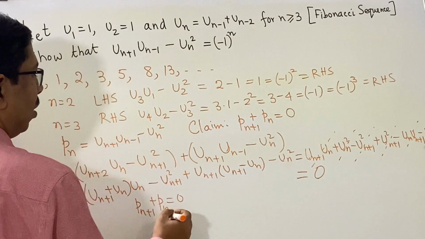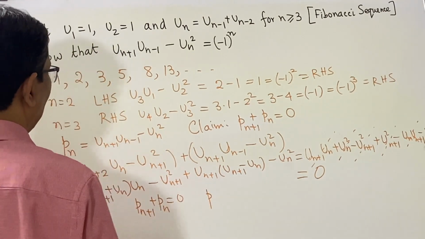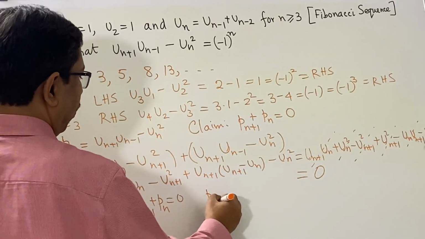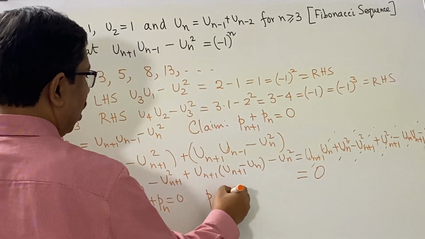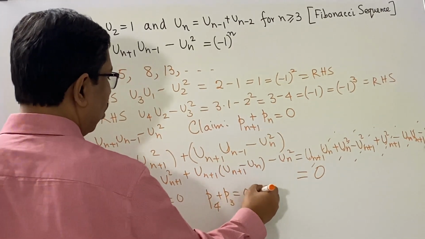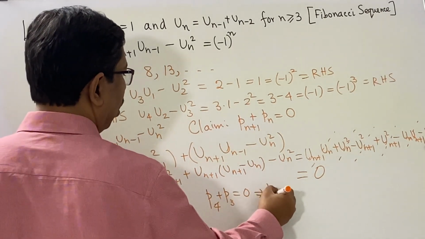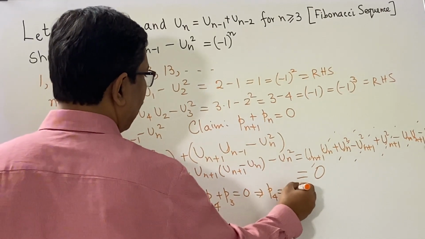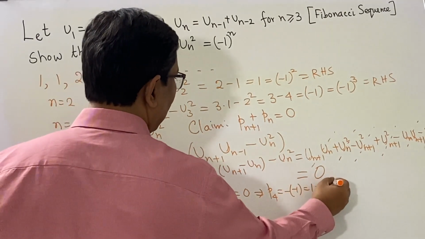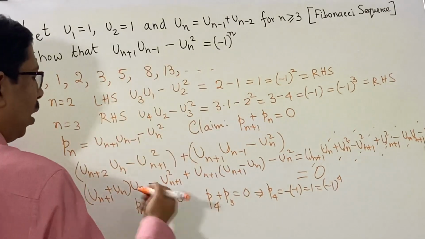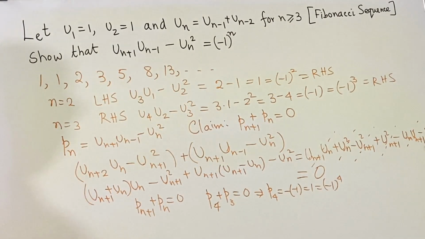So we know that P_3 is minus 1. So P_4 plus P_3 is equal to 0. So P_4 is minus of minus 1, so it is 1, which is (-1) to the power 4. Similarly, we can show for every n, P_n is going to be (-1) to the power n. A simple induction argument will do this for us.